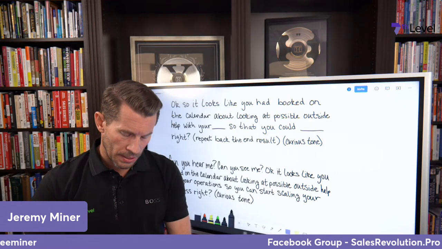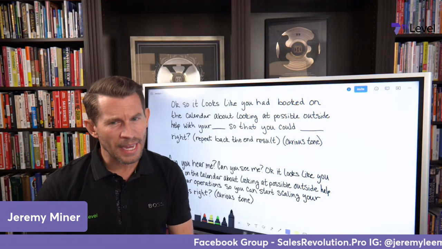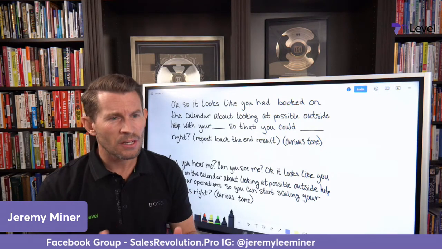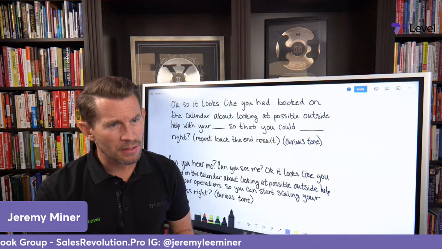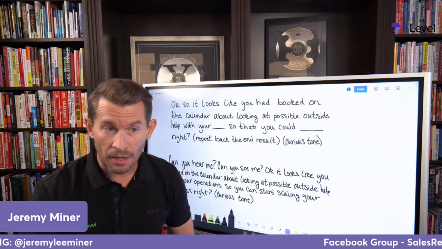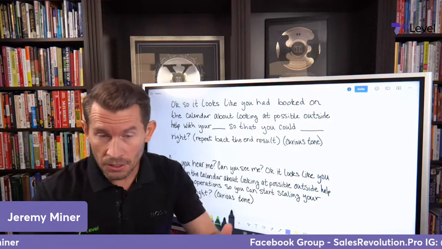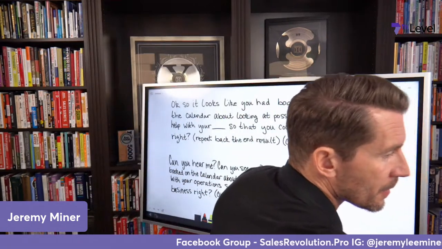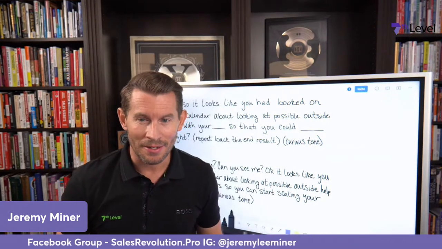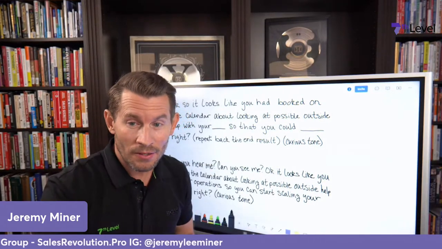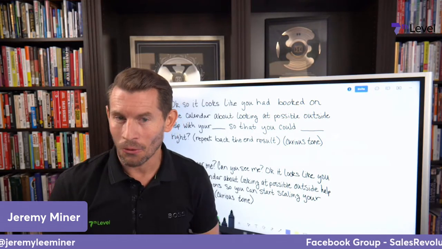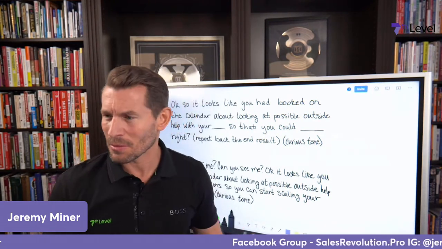Okay, so it looks like you had booked on the calendar about looking at possible outside help with your blank so that you could blank, right? Now that's a curious tone. How did my tone come across? More curious. Now, let me specify something. Obviously, you're going to have to tweak this for your industry. You wouldn't say looking for outside help if you sold like real estate or if you sold life insurance. That wouldn't make any sense, right?